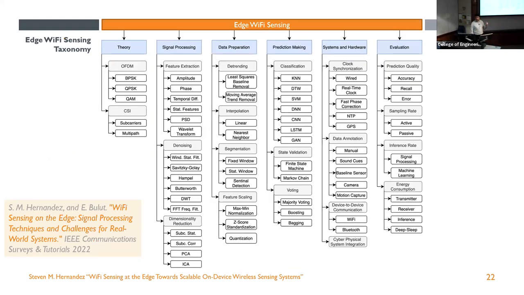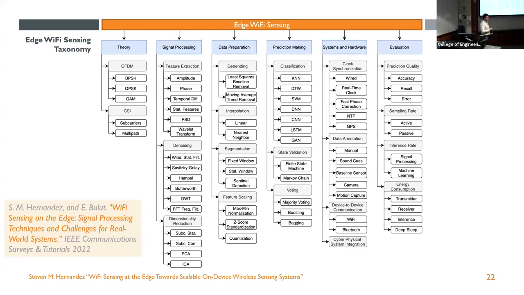Now, in the survey work that we worked on, we built out this whole edge Wi-Fi sensing taxonomy. The idea is, what sort of components do we need to have if we want to have a real world sensing system? We start out with things like the theory of OFDM and CSI, as well as how do we apply signal processing to clean out the data? How do we prepare the data to then go into prediction making or machine learning? Those are the common things that you would see in Wi-Fi sensing. There's definitely some special parts that you need to think about when you're using edge devices, but in general, those are very common.